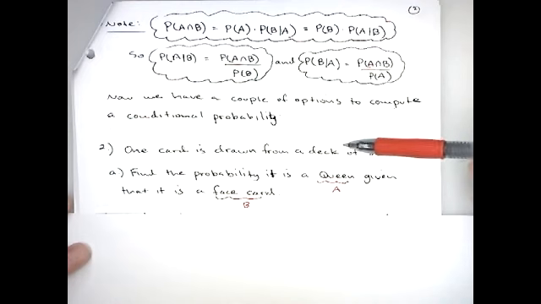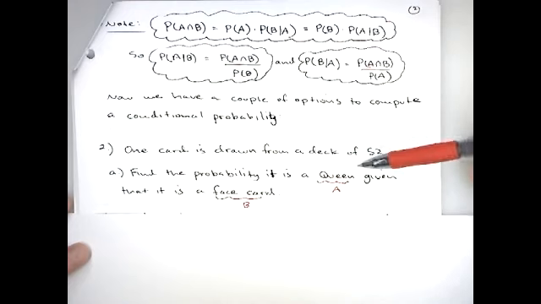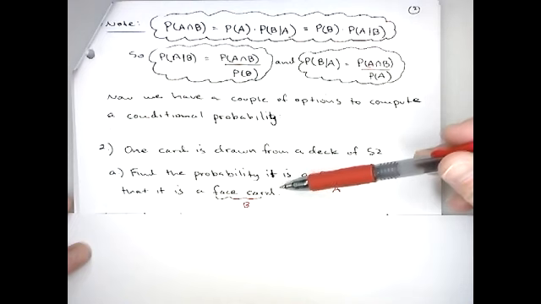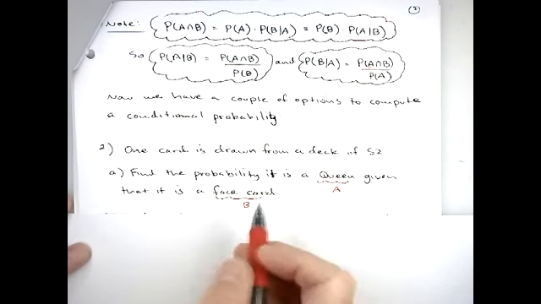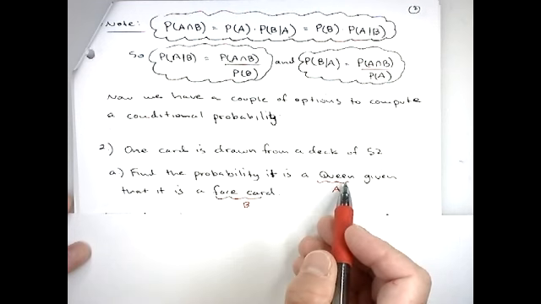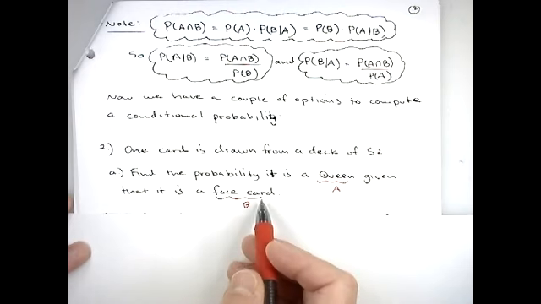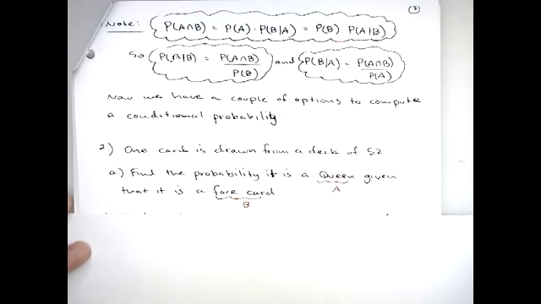Let's say we have one card drawn from a deck of 52. We want to find the probability that it is a queen, given that we knew we drew a face card. And this is a characteristic of a conditional probability, is that you know some additional information. It's not just the probability to pick a queen. We already know that we picked a face card, right? So we have a higher chance that it is a queen, right? Because face cards are jacks, queens, and kings.